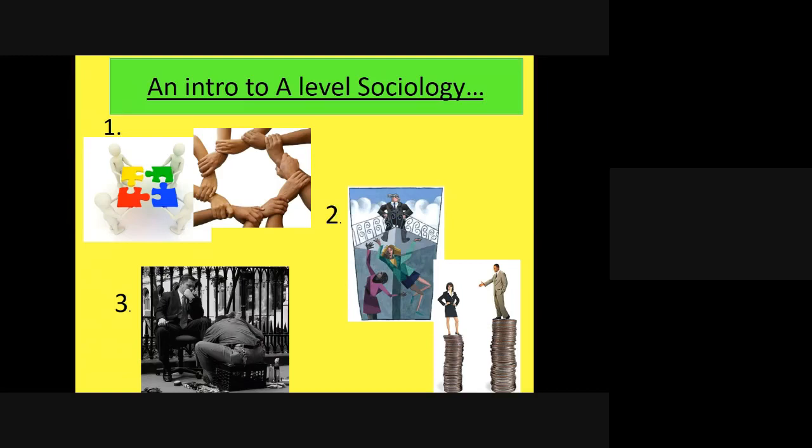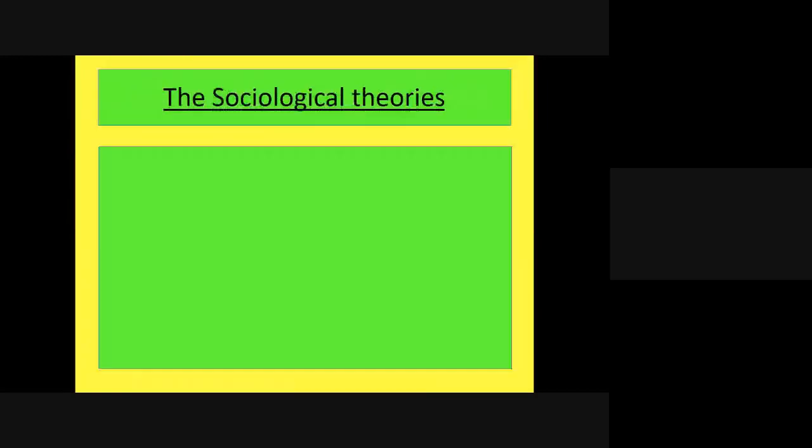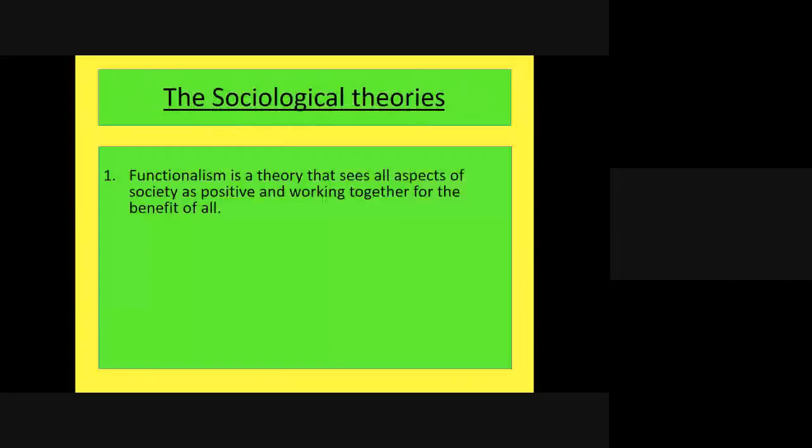Okay, you've got somebody shining somebody else's shoe, you've got someone sitting there in the street while someone else is cleaning their shoe. So there's a difference there in life chances, there's a difference there, as I say, in status and in power. Now, these images link to our main theories of sociology. So I've mentioned already functionalism, feminism, and Marxism.